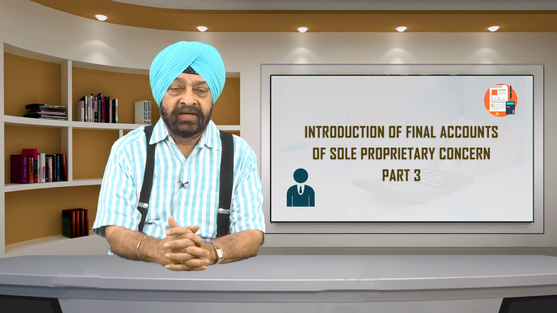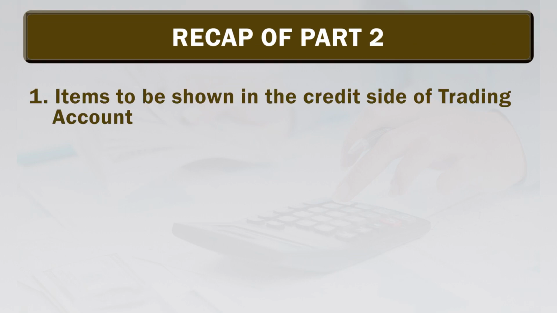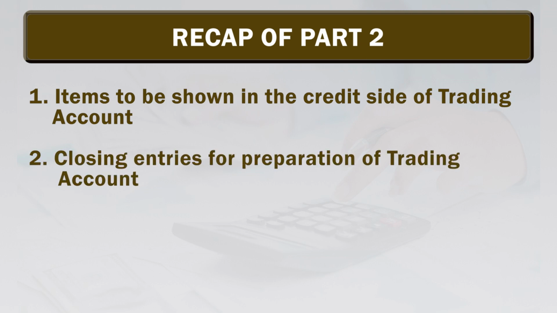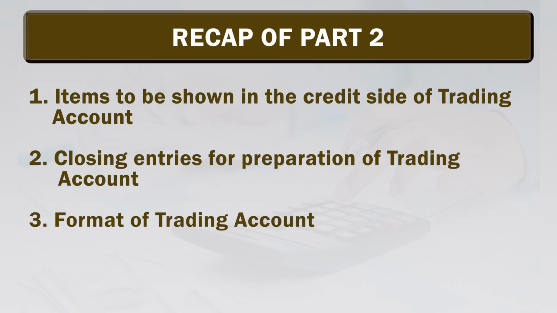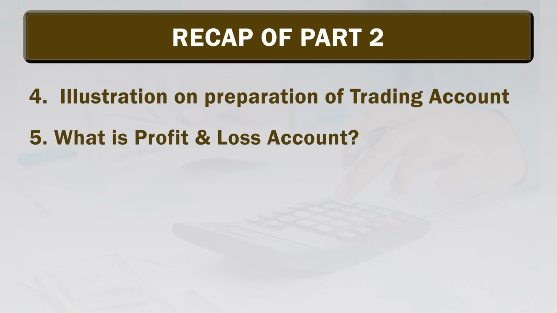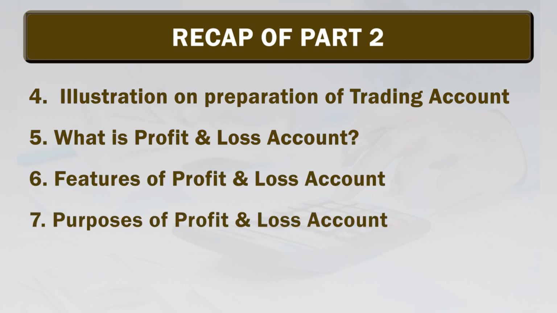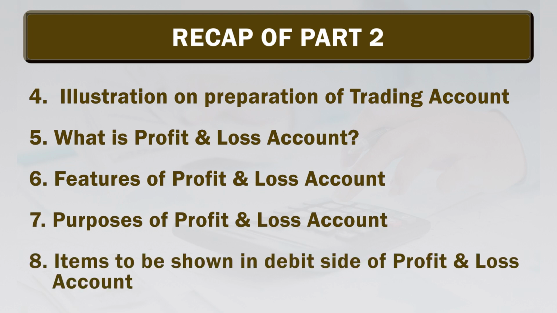Friends, so far we have acquired information about Introduction to Final Accounts of Sole Proprietary Concern. Now we will continue with Part 3. In Part 2, we had acquired information about items to be shown in the credit side of trading account, closing entries for preparation of trading account, format of trading account, illustration on preparation of trading account, what is profit and loss account, features of profit and loss account, purposes of profit and loss account, and items to be shown in debit side of profit and loss account.